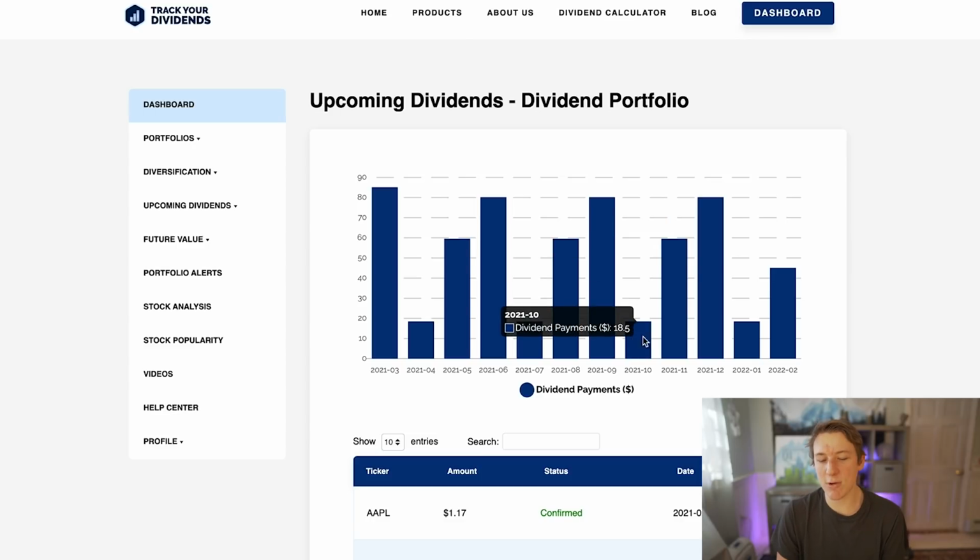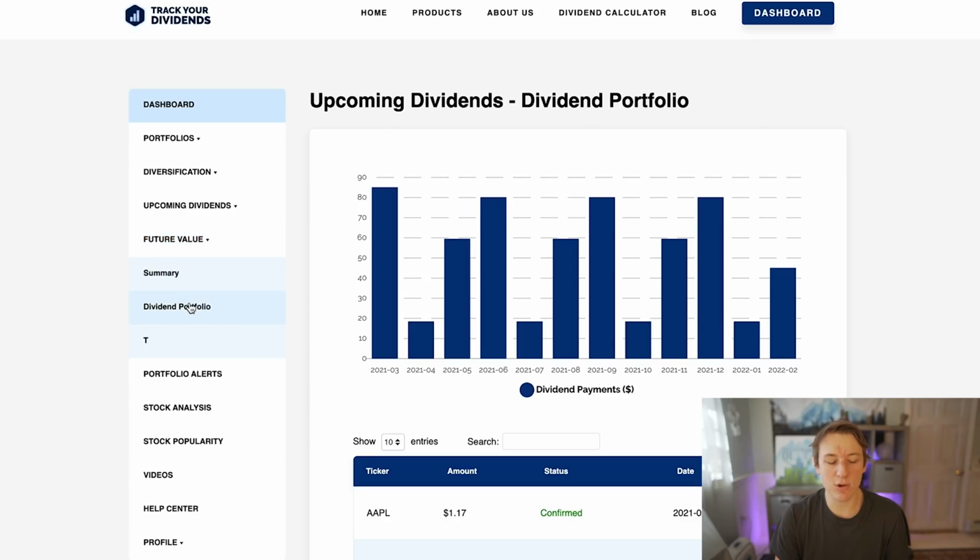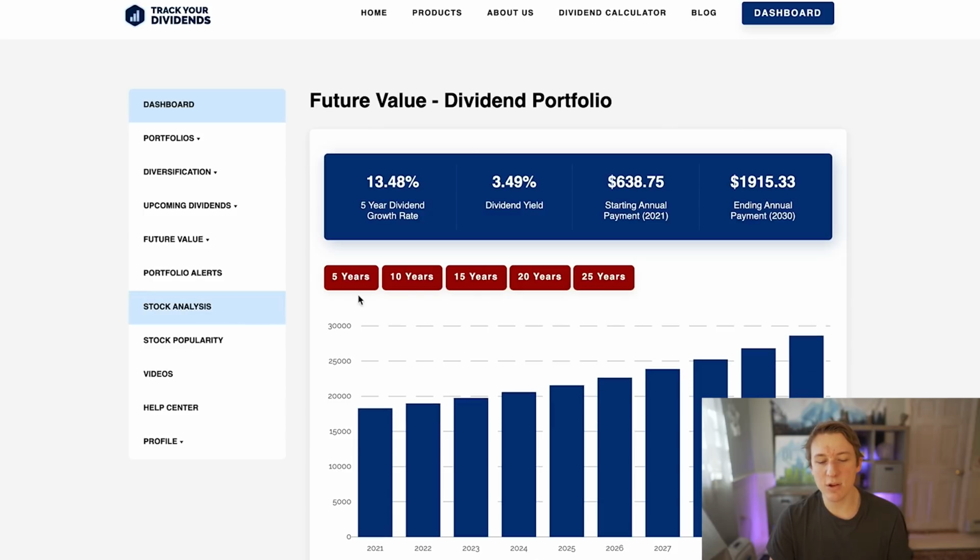Though this isn't guaranteed because companies can slash or remove dividends, for the most part this is pretty stable because of the style that I am investing in, those companies that I am choosing. So that's just really cool, the upcoming dividend feature in there. You can also look at the future value. Let me hop into that dividend portfolio right now. This is what, if I weren't to put in any more money and just let my dividends reinvest and keep them in the portfolio, the projection of this portfolio would be.